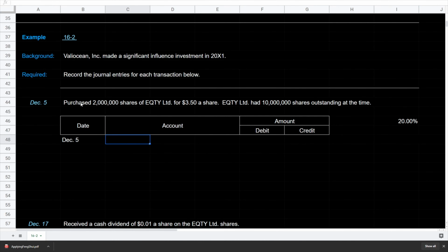The purchase of 2 million shares for $3.50 a share can be done as follows. We can debit the investment account, debit investment in EQTY Limited common shares. Another account that is sometimes used would be debit investment in associate, and then a hyphen, EQTY Limited. We'll do it this way in this example. We'll take the 2 million shares and multiply that by $3.50 for $7 million. We'll then credit cash for the same amount.